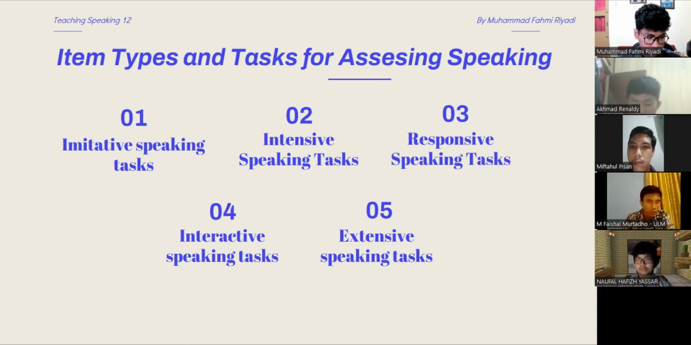The fourth category is interactive speaking tasks, whether it will be oral interview, role play, discussion and conversation, or games. And the fifth, extensive speaking tasks, whether it will be oral presentations in academic or professional contexts, picture-cued extensive storytelling, retelling a story or news event, and translation into the L2 of an extended text, short story, or news article. Next slide.